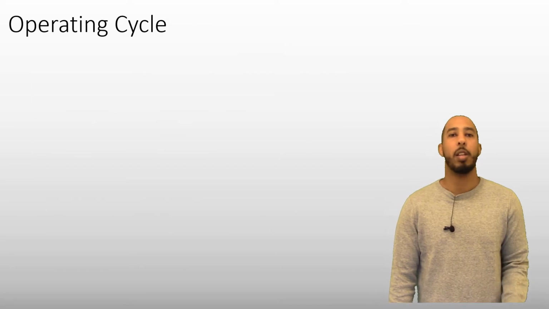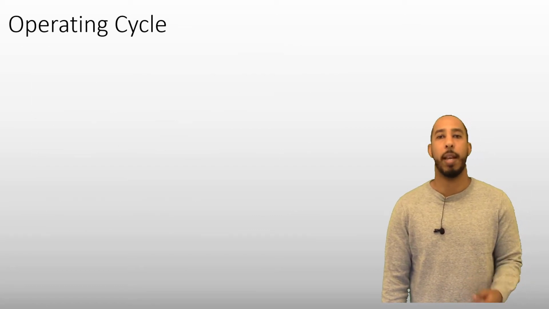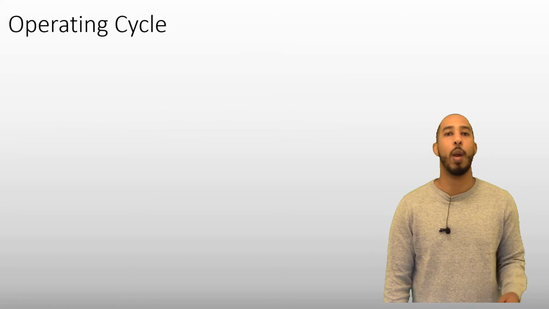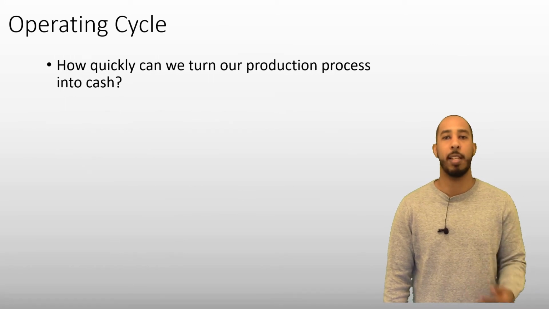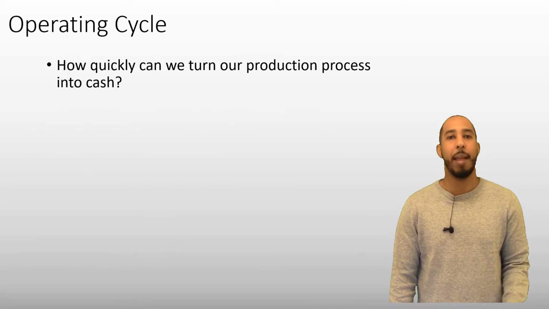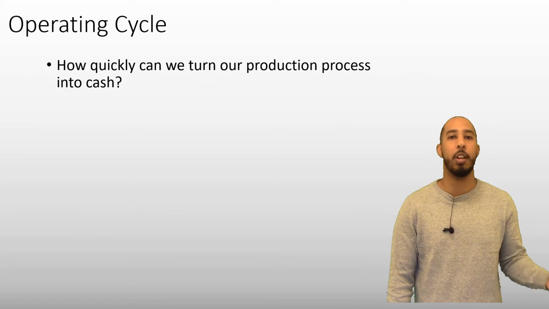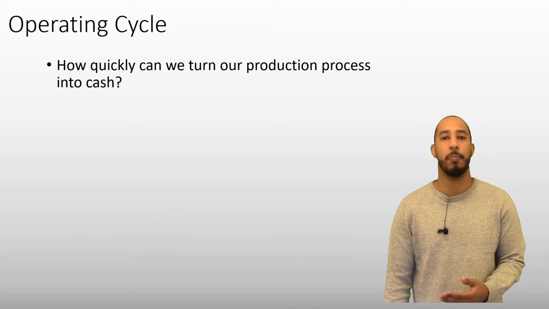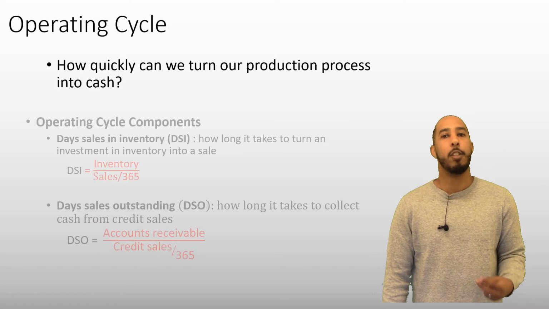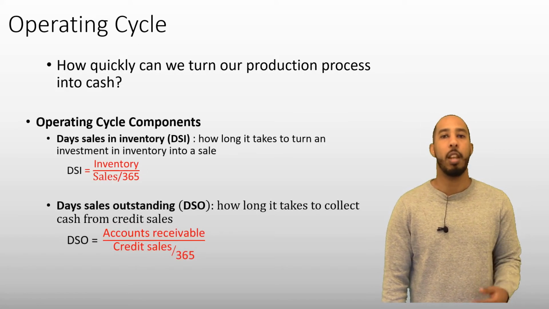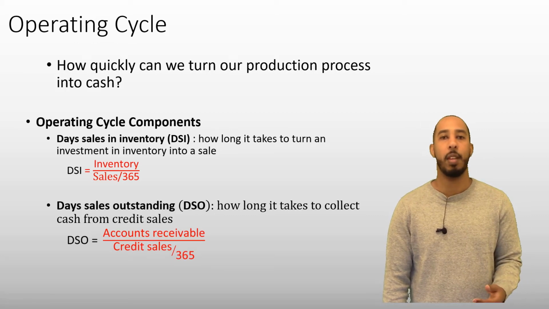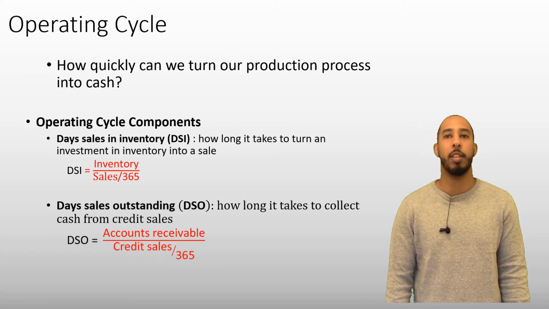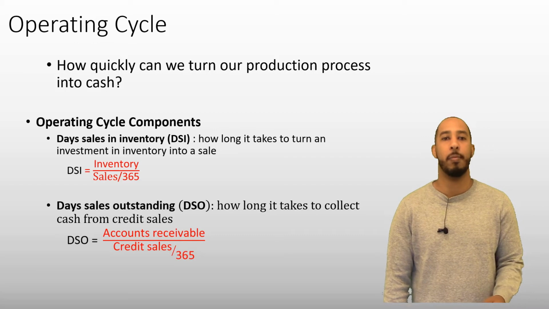The operating cycle looks at the concept of liquidity from a different perspective. Liquidity looks at how quickly we can turn something into cash, while the operating cycle asks, how quickly can we turn the business's production process into cash? We're going to time the entire process from acquiring raw materials to getting cash from customers. It's going to have two components. Days sales and inventory, which is going to measure the time to transform inventory into a sale. And days sales outstanding is going to capture the time it takes to collect cash from the sale.